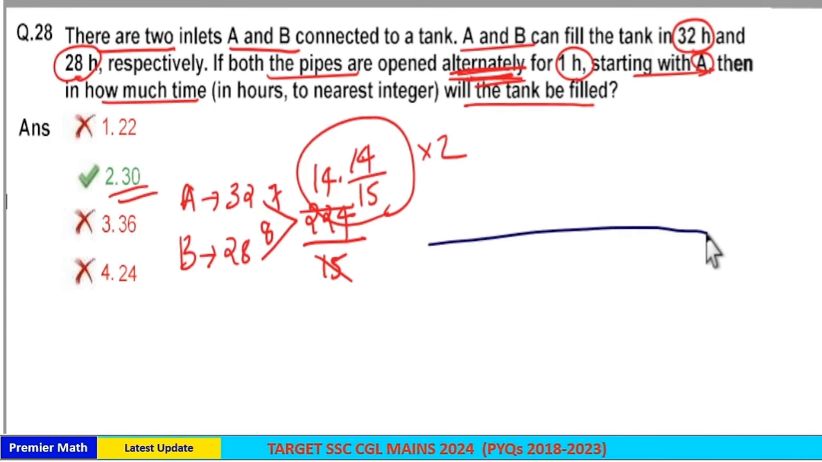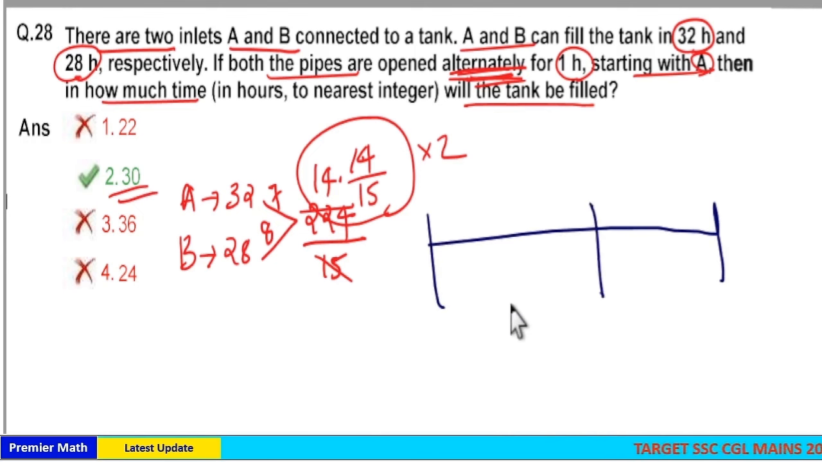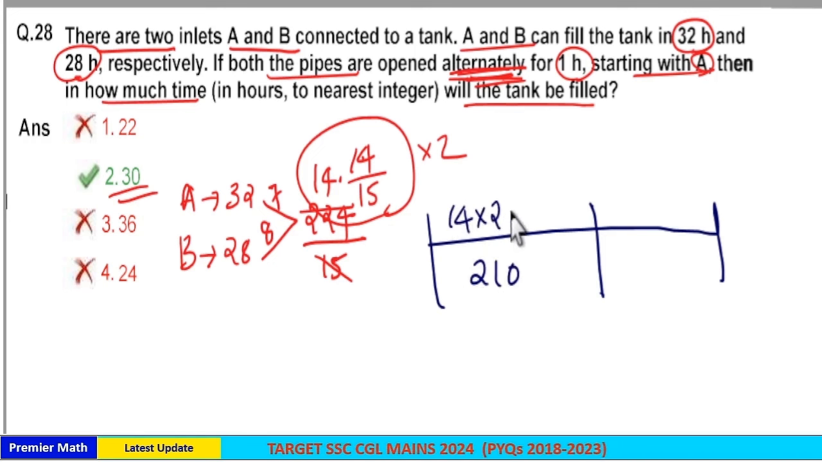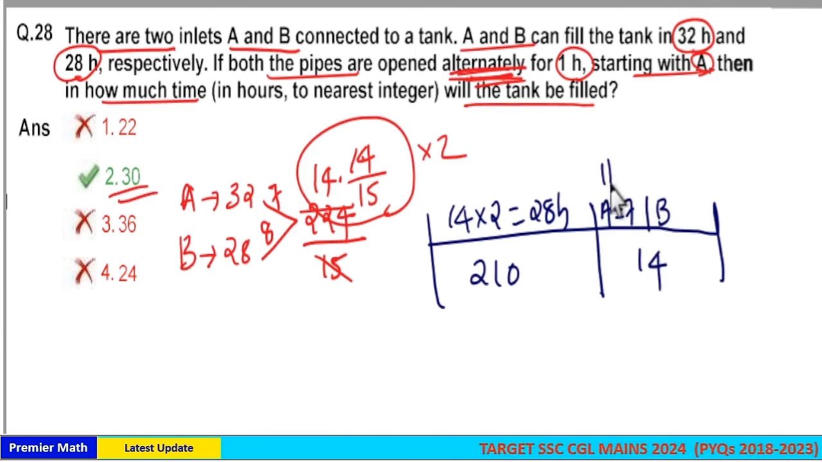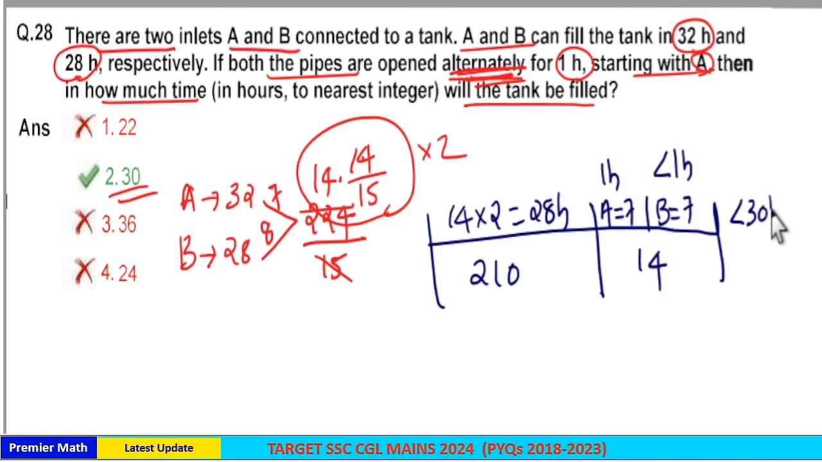That is, here, together, A and B take 14 hours to fill 210 unit of water. So, separately, they will take 14 into 2, 28 hours to fill 210 unit. Remaining is 14 unit, which will be filled by A and B. So, A fills 7 unit in 1 hour and B fills remaining 7 unit in less than 1 hour, because here B can fill 8 unit in 1 hour. So, total time taken is 28 plus 1 plus less than 1 hour, that is less than 30 hour, or you can clearly say 29.8 hours.